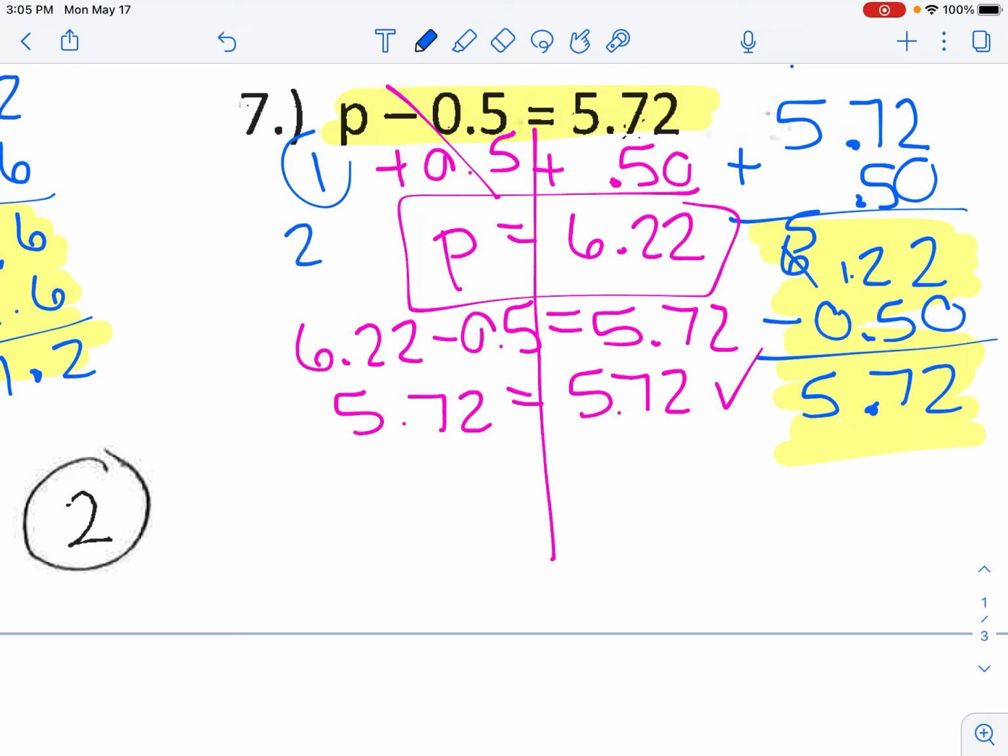I did my inverse operation. I boxed my solution. I substituted, and I checked. I did all 4 lines of solving.